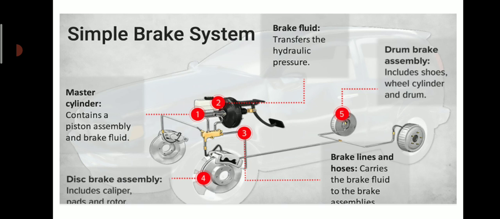Accordingly, this is a simple brake system. Number 1 indicates the master cylinder, which contains a piston assembly and brake fluid. Number 2 indicates brake fluid, which transfers the hydraulic pressure. Number 3, you will see brake lines and hoses, which carry the brake fluid to the brake assemblies. Number 4 indicates the disc brake assembly, which includes caliper, pads and rotor. And number 5, the drum brake assembly, includes shoes, wheel cylinder and drum.